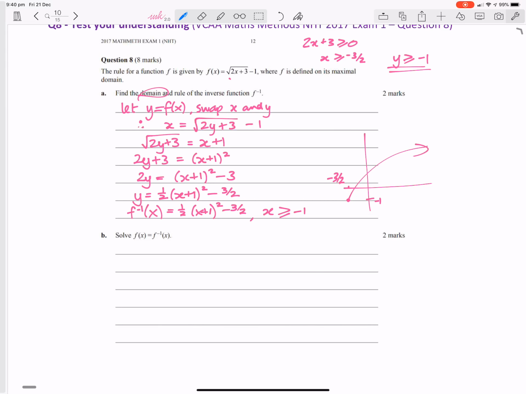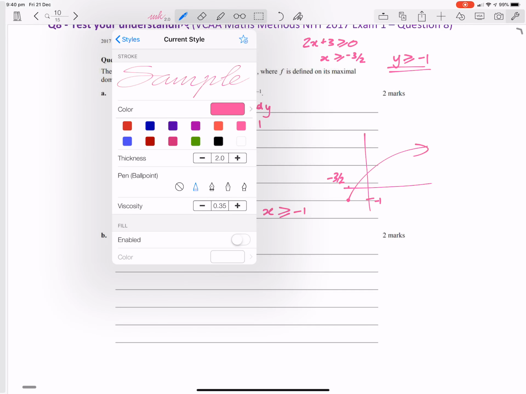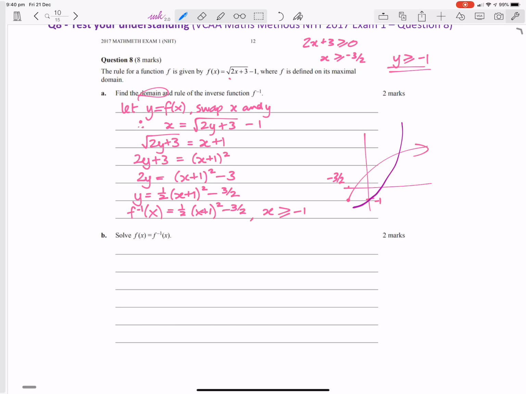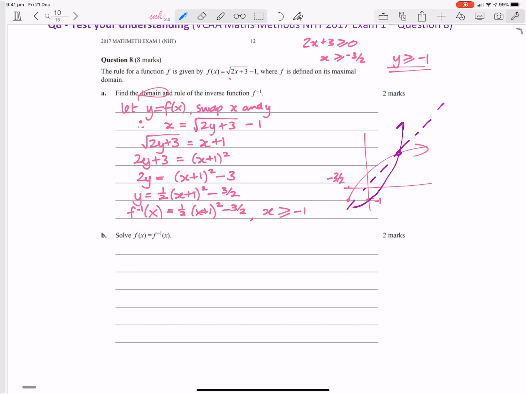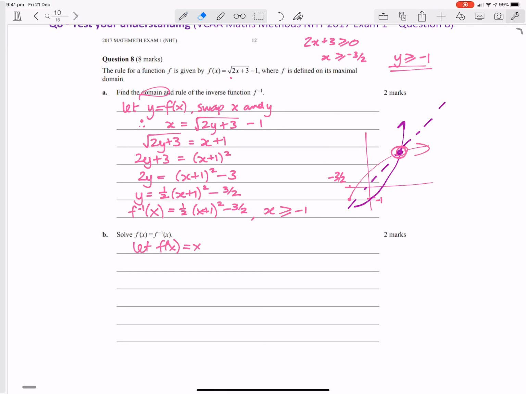Okay, so if I found my original function and my inverse function, they're going to intersect on the line y equals x. So instead of letting my inverse function and my original function be equal to each other, what we can do is say let f of x equal x, because we know that they would intersect on the line y equals x. So we get root 2x plus 3 minus 1 is equal to x.